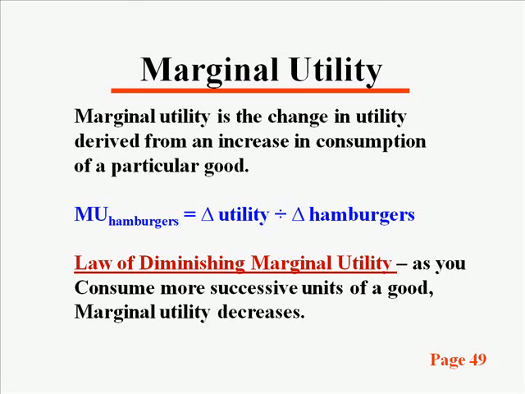The law of diminishing marginal utility is that as you consume more successive units of a good, your marginal utility will decrease. And this is going to correspond with a homework assignment that you'll have for this week on the D2L system, and it's going to ask you to illustrate this law of diminishing marginal utility.